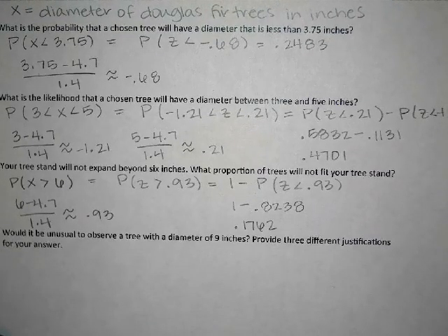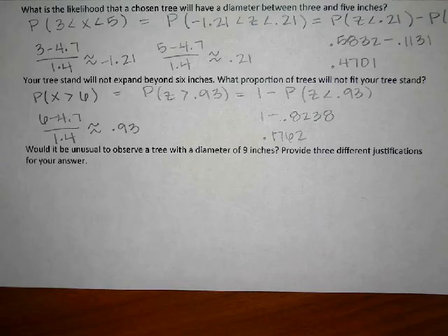All right, last question. This is kind of a summary question that's very conceptual for our learning up to this point. So it says, would it be unusual to observe a tree with a diameter of 9 inches? There's a few different ways we could answer that, and here it asks us to provide 3 different justifications for your answer. And our 3 justifications are going to feel very similar, but they are technically different.